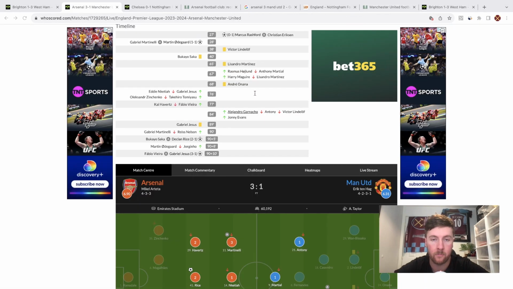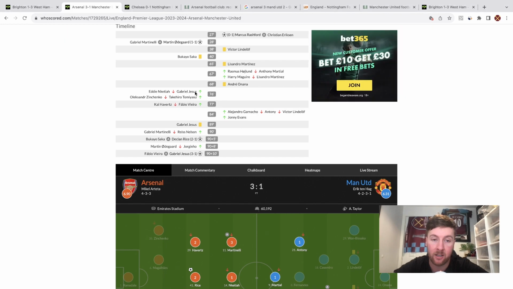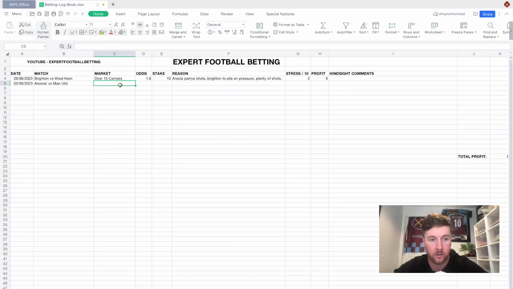It then gets to the 76th minute, and Arteta puts on Jesus. We all know Jesus is a world-class player. He scores goals for fun. He's great at assists too. It's looking good. So we're going to put in over 1.5, over 2.5 goals.